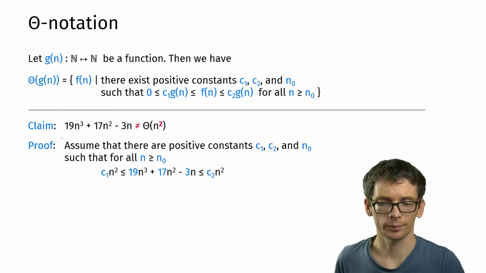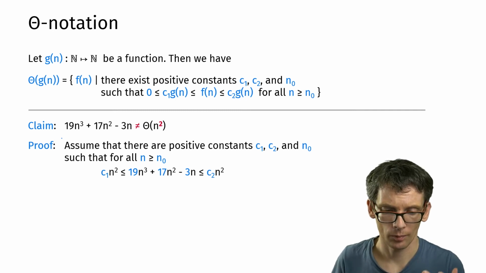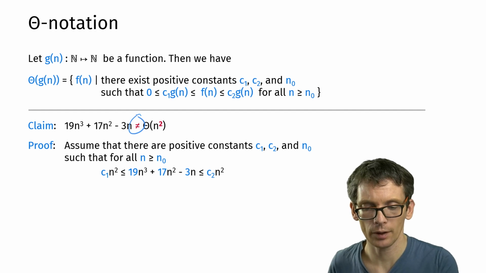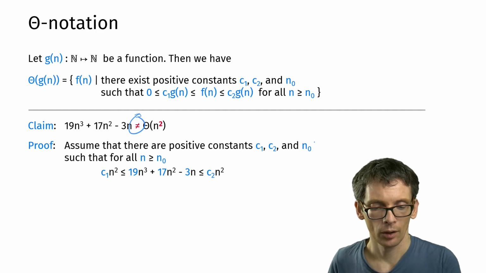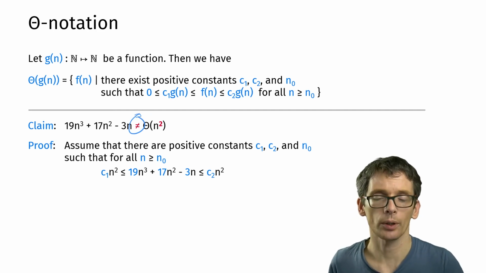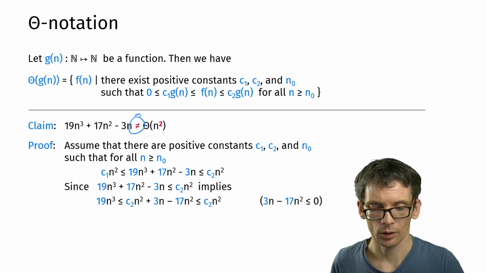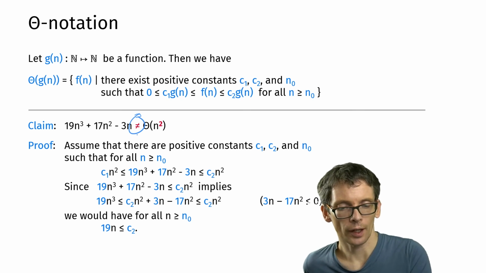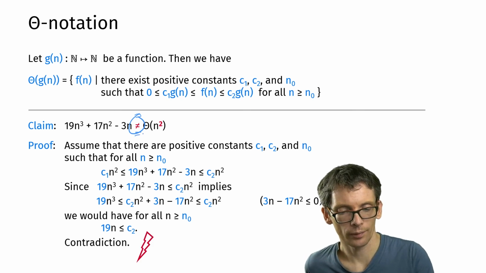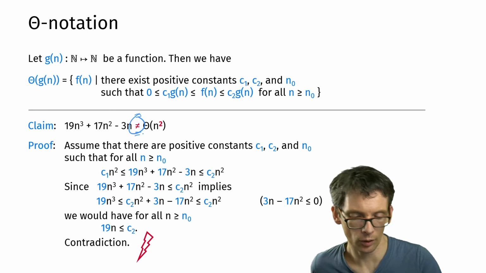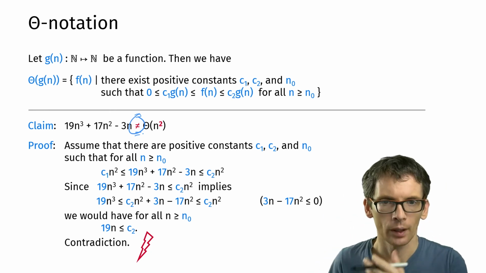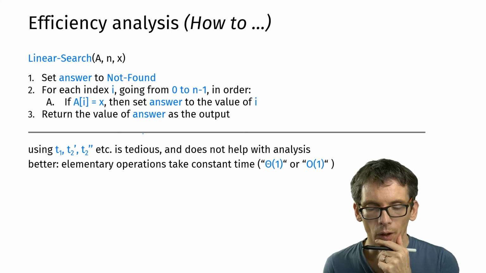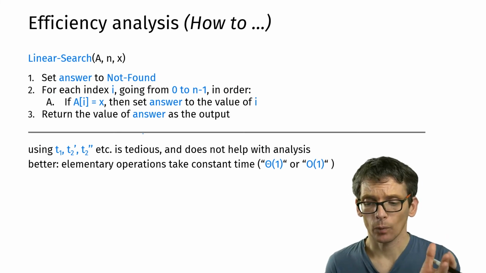So once more, we assume that this function is in theta of n squared. We take the corresponding constants, we lead this to a contradiction, and then we know that this function cannot be in theta of n squared. Good. Going back to linear search, what does that mean for us?